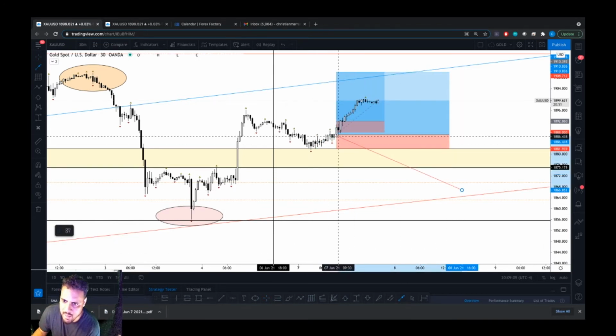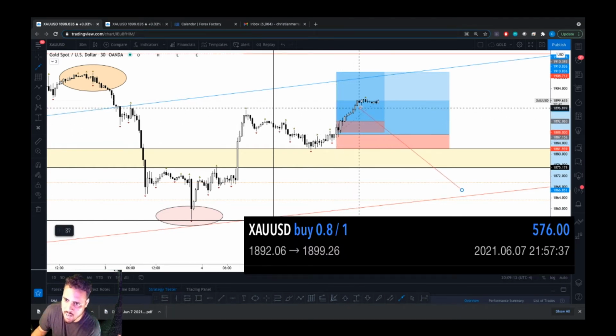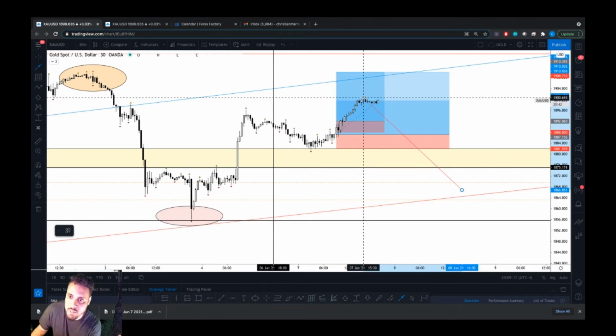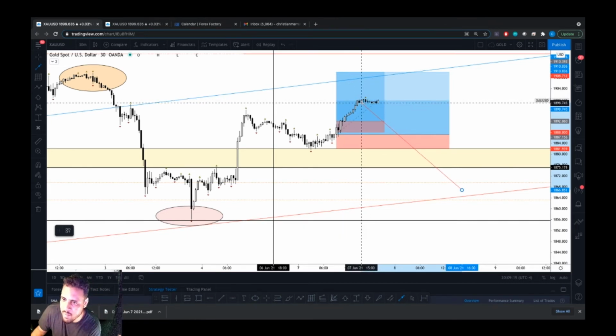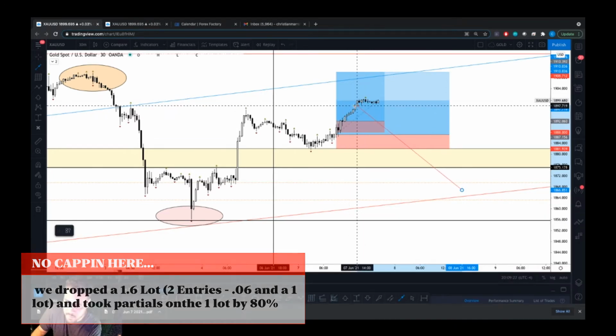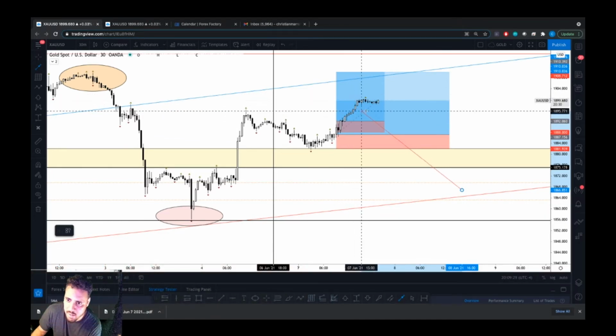Okay, we got in there and we basically just rode this thing up, and we're still in the entries, guys. We are still in these entries. We took partials at around right here, 1899.36. We took about 80% off one of our orders. We scaled in here. This is the order we took 80% off of. And that was it. The rest is history.